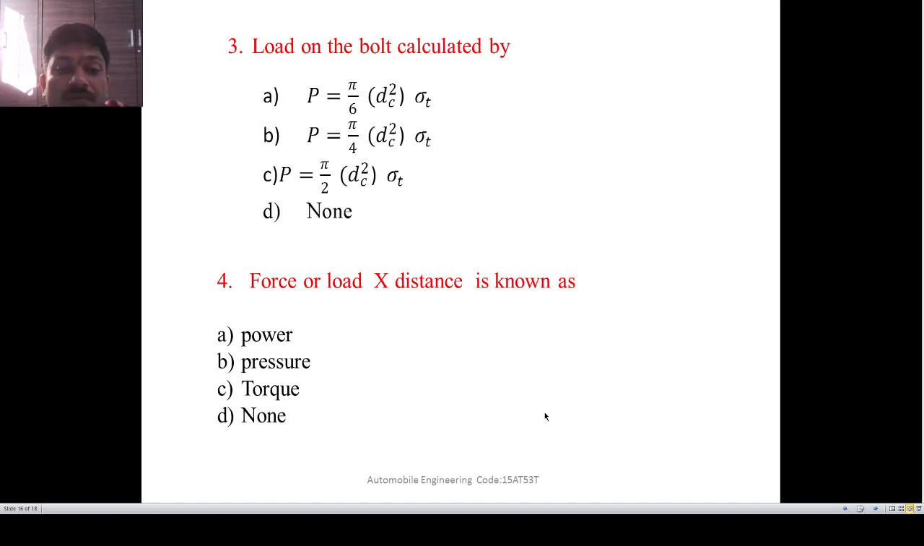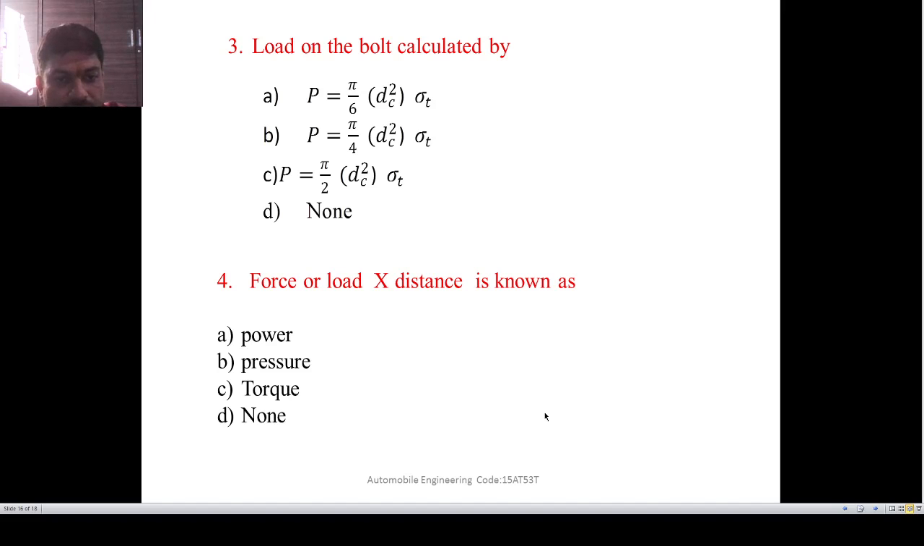From the basic definition of stress, that is force acting per unit cross-sectional area, it is known as stress, or the intensity of the internal resisting force or load acting. Therefore P equals pi by 4 dc squared into sigma t. This is the correct answer for the load on the bolt.